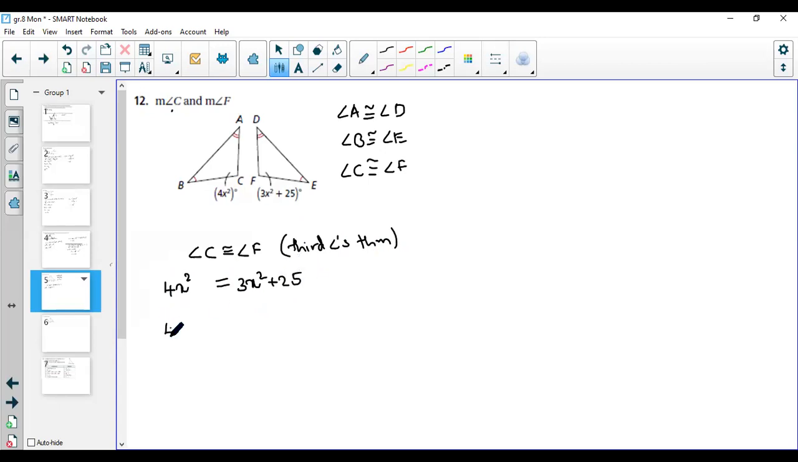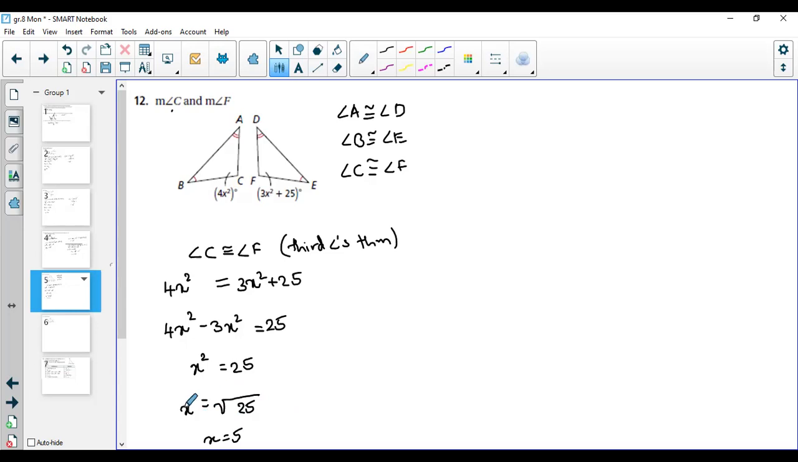So that means that will leave us with 4x squared minus 3x squared equals 25. That means 4 minus 3 is 1, but we don't write the 1. So that leaves us with x squared equals 25. Are we done yet? No, because we need to find the value of x, not x squared. So to find the value of x, you need to find the root of 25. That is, x is equal to 5.